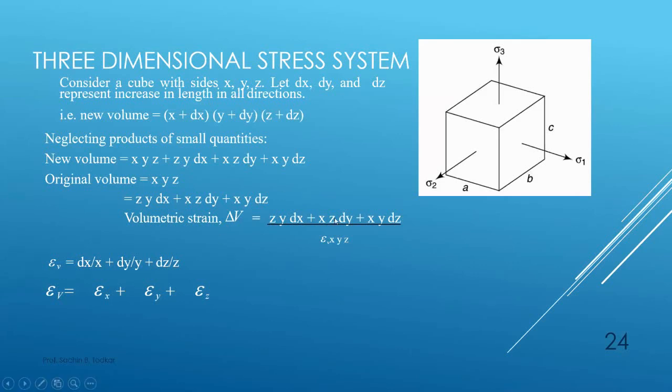And volumetric strain is nothing but the change in volume divided by the original volume. It is defined as EV, equal to strain in the x direction plus strain in the y direction plus strain in the z direction. Okay, so up to this is the theoretical part which we have seen.